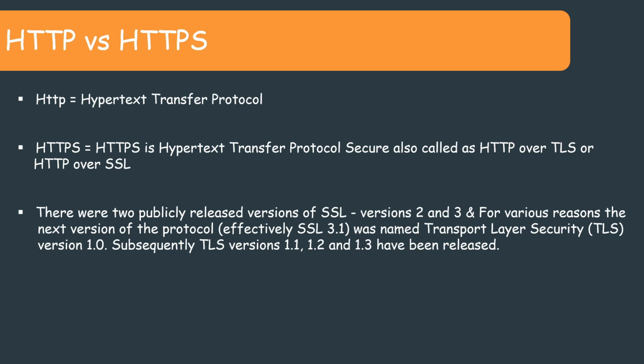Actually, SSL was the original protocol that was used to provide encryption for HTTP traffic in the form of HTTPS. There were two publicly released versions of SSL, version 2 and 3. But both these versions have serious cryptographic weaknesses and you should no longer use them. For various reasons, the next version of the protocol, that is SSL 3.1, was named Transport Layer Security version 1.0 and subsequent versions are called 1.1, 1.2, 1.3 and so on.